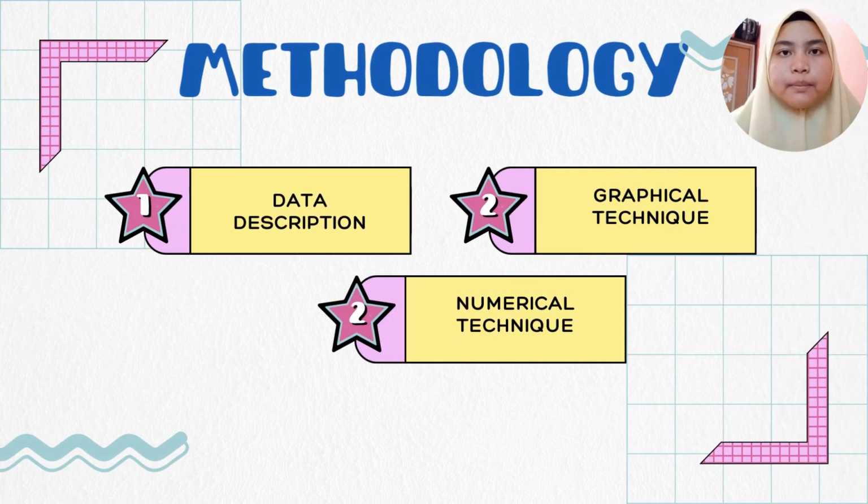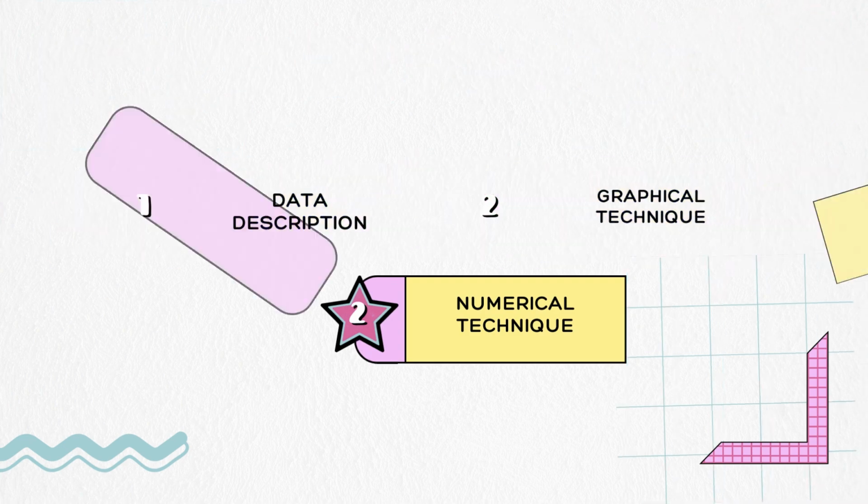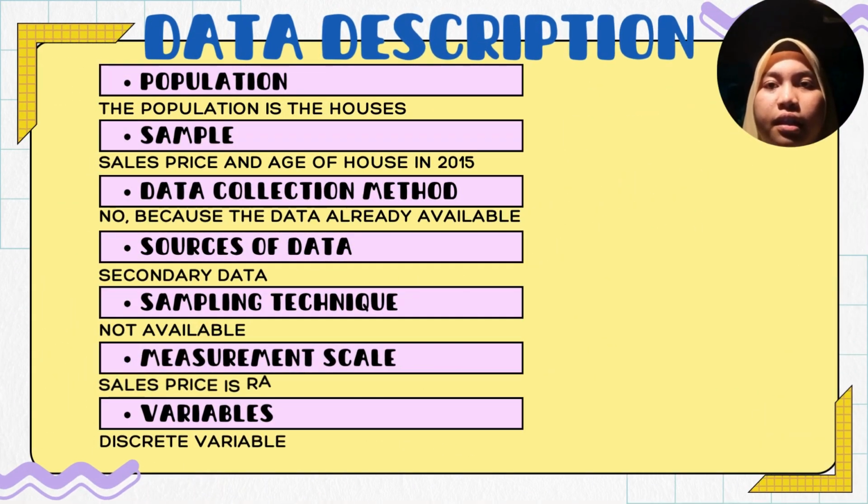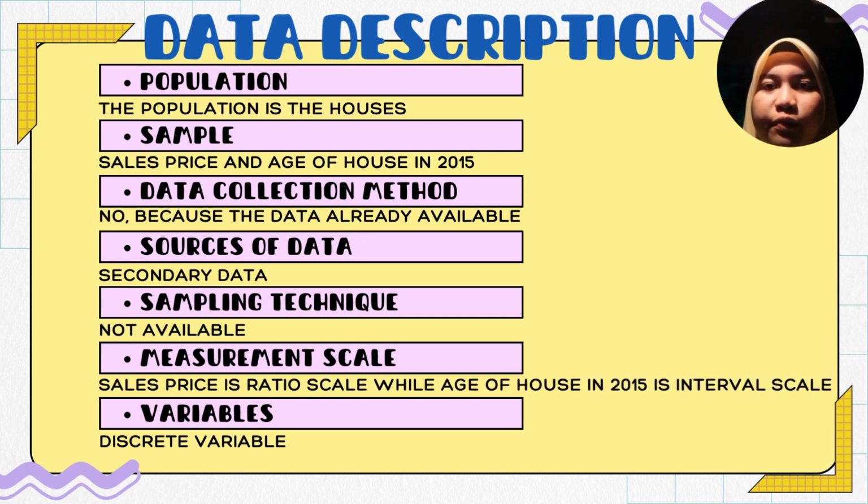Next, we will talk about methodology. In methodology, we will discuss three things, which are data description, graphical techniques, and numerical techniques. This study needs us to analyze the relationship between sales price and age of house in 2015. These variables are quantitative because they can be measured, and they are discrete variables. Sales price is the dependent variable while age of house in 2015 is the independent variable.